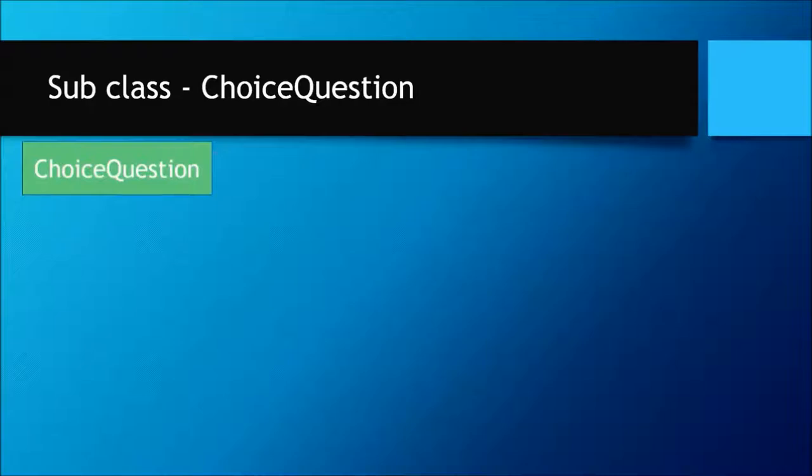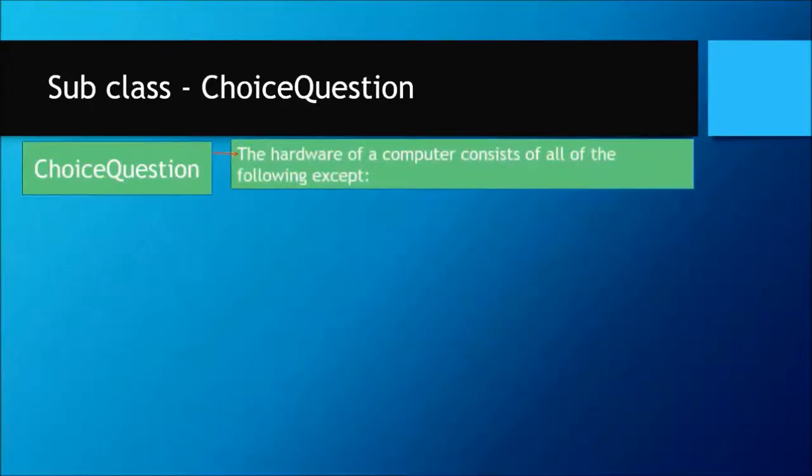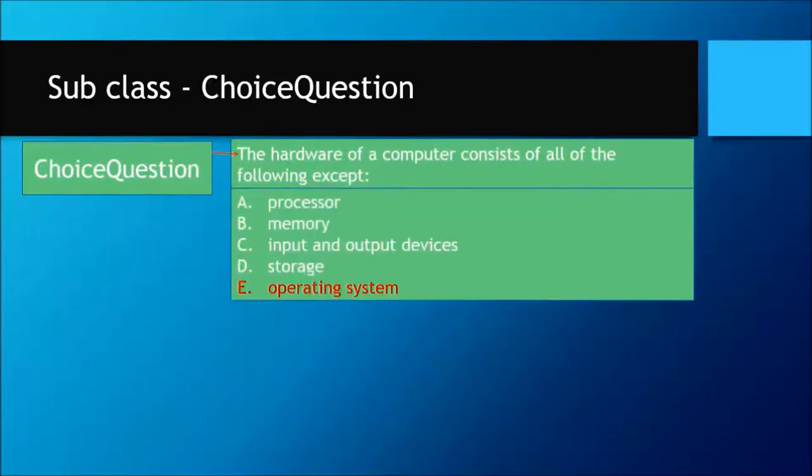Now, when we talk about the choice question, we first have a question. Let's take a look at this example. The question is, the hardware of computer consists of all of the following except. Now, this is our question. When we talk about choice questions, that means this question will have choices. And the choices are processor, memory, input and output devices, storage, operating system. So choice A, B, C, D, these are all the choices. Now, one of them is going to be a correct answer.